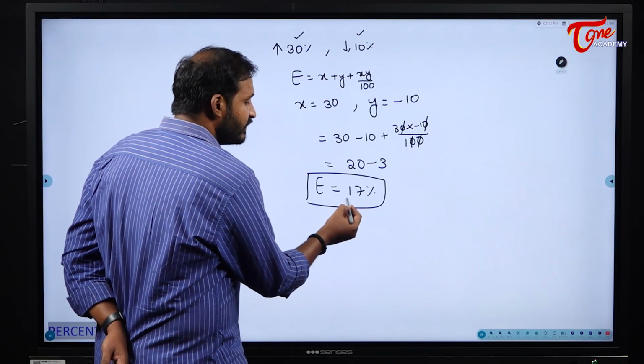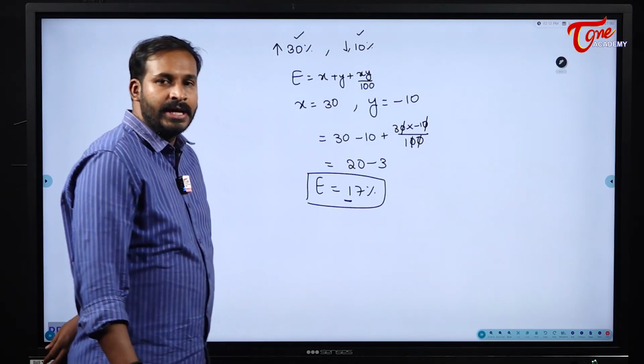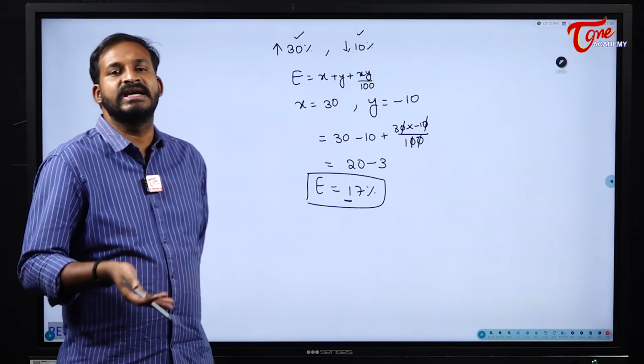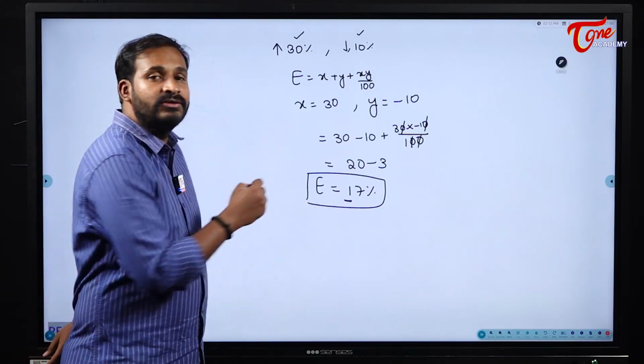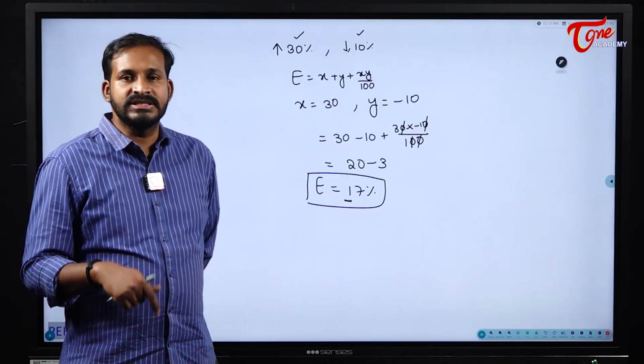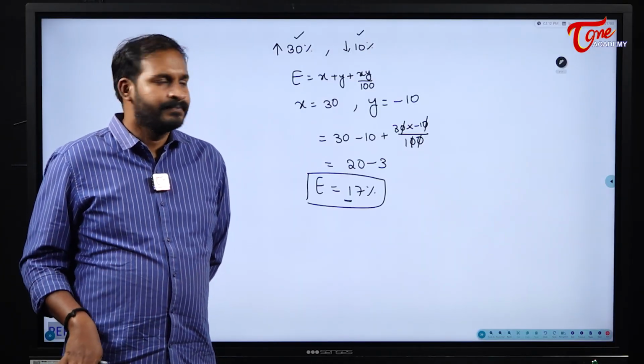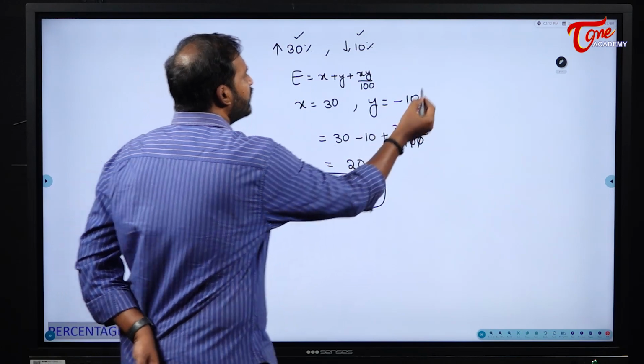So see, please observe here. Here, which type of value did we get? A positive value. A positive value means an increase in the value, or profit. For example, if I get a negative value here, that indicates a loss or decrease in the value. Okay, this is the traditional, or conventional, method.